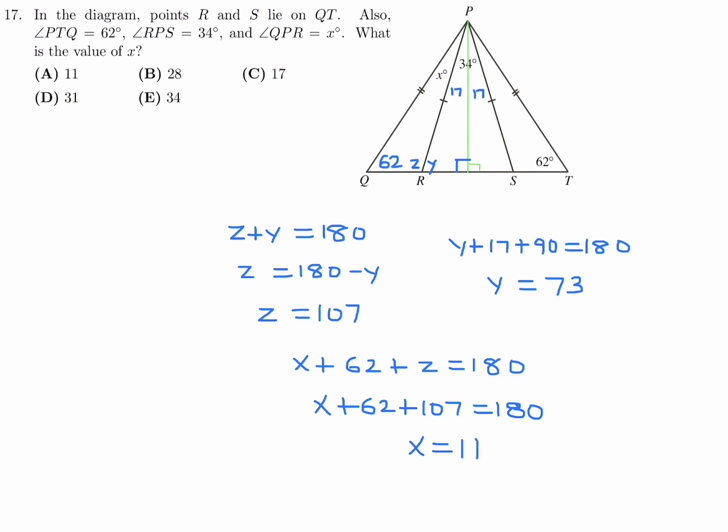The other way to do it is to understand that this is a symmetric diagram. So if this is x, then therefore that is x. And therefore, these angles plus the two 62s must add up to 180. So that means 2x plus 34 plus 62 plus 62 is equal to 180. And if you do that, you get 2x is equal to 22, and therefore x is equal to 11. So both ways you get the same answer, and that answer is A for number 17.